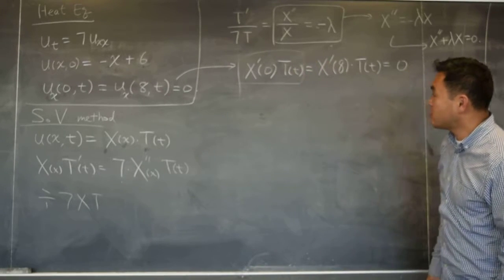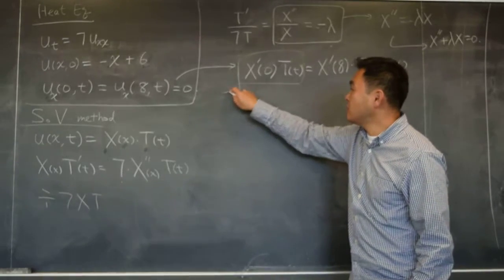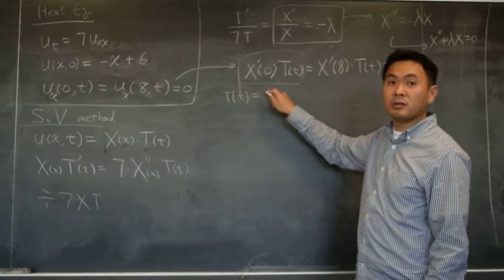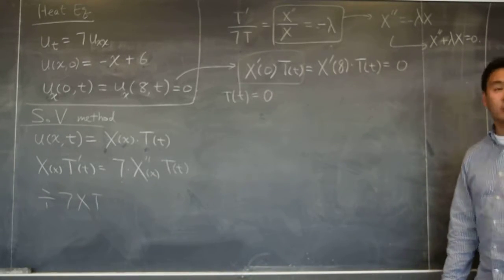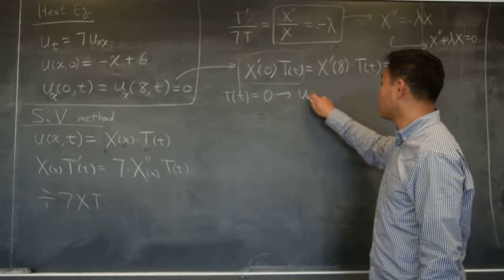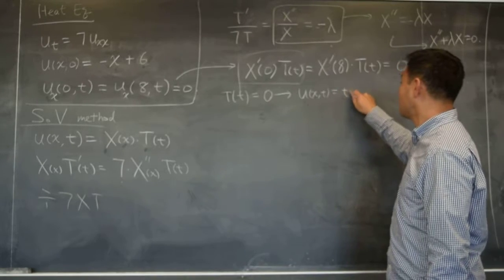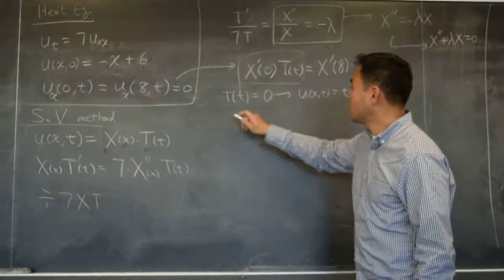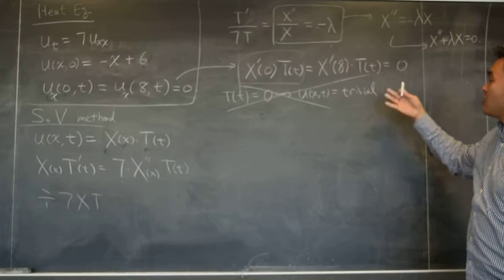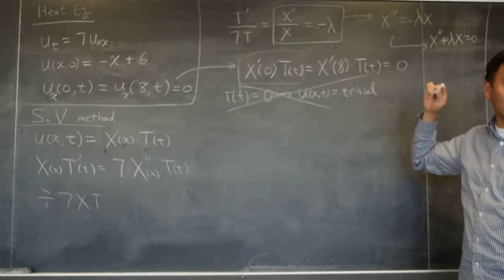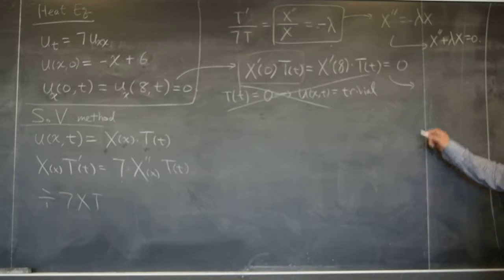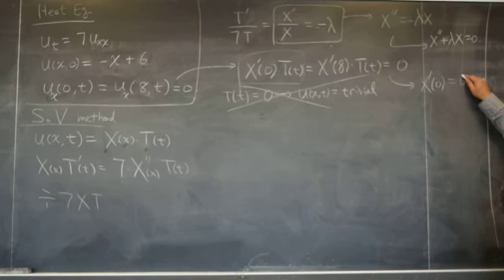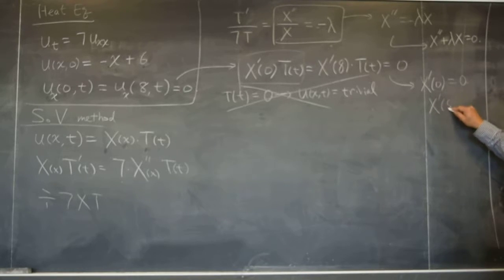Now, let's make an argument. Can T of t equal 0? What's bad if you set T of t equal to 0? Trivial. You get a trivial solution. Very good. So that gives you u(x,t) trivial. So that's no good. And therefore, you can't set this equal to 0. So what's your only option? X prime of 0 should be 0, and X prime of 8 should equal 0. So those are your options.